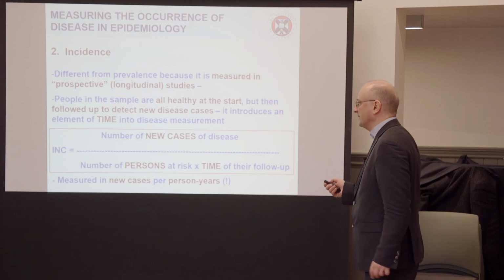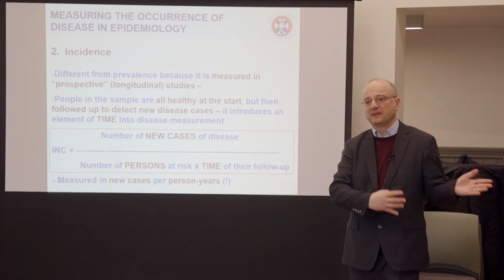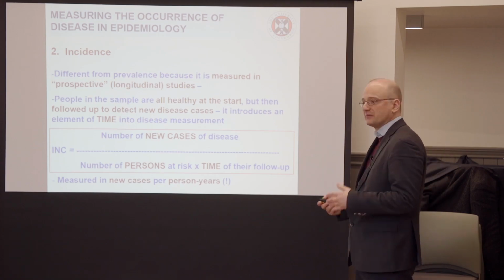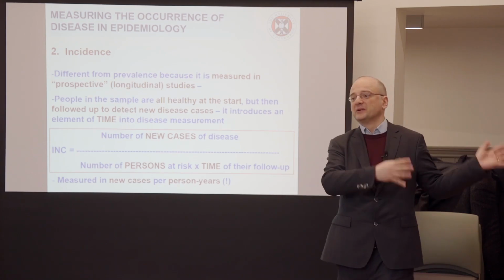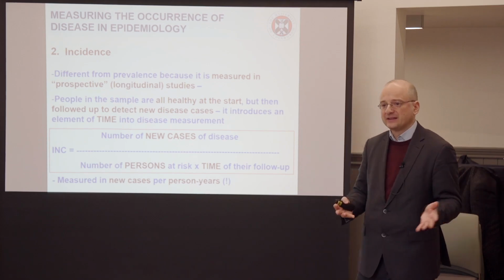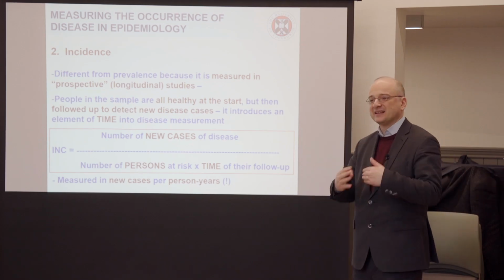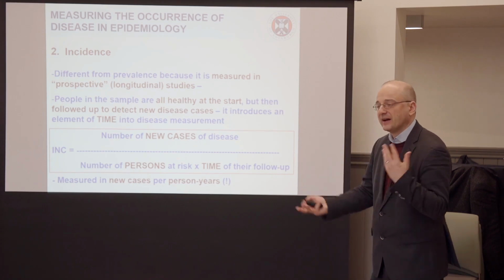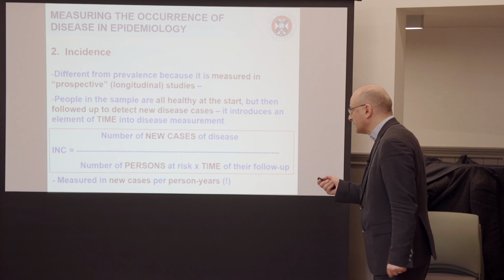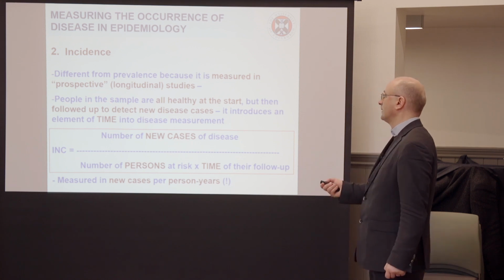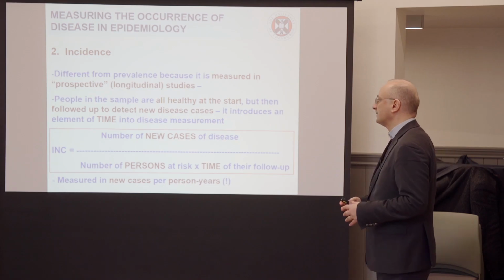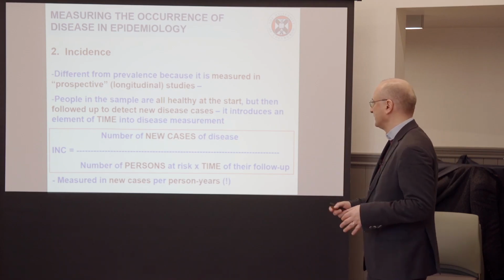So we need time here, and we need time in the future, not time in the past like in prevalence. In prevalence, it's always in the past. Even when you're talking about lifetime morbid risk, you have to do it retrospectively and in the past. But with incidence, you're talking about measuring stuff in the future and disease arising in real time. So people in the sample are all healthy at the start, but they're then followed up to detect new disease cases, and this introduces this element of time into disease measurement.